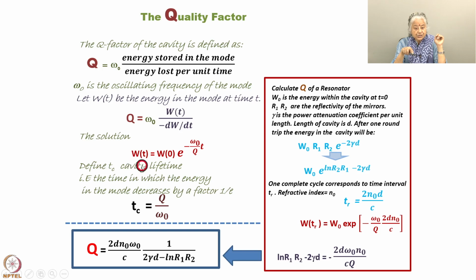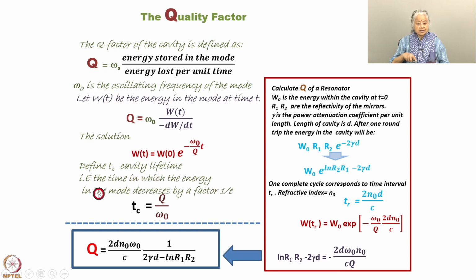So, the energy at any time t in that particular mode is equal to W0, which is your initial energy that you have pumped in at time t equals 0, times e to the power minus omega 0 by Q times t. So, now I want to define one parameter called tau c, which is the cavity lifetime. That is the time in which the energy in the mode decreases by a factor of 1 by e.